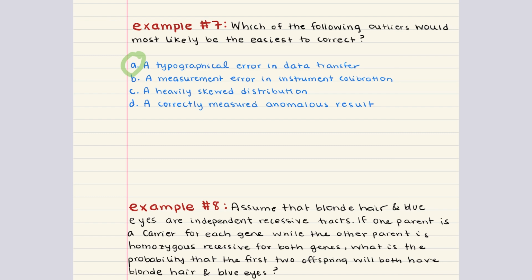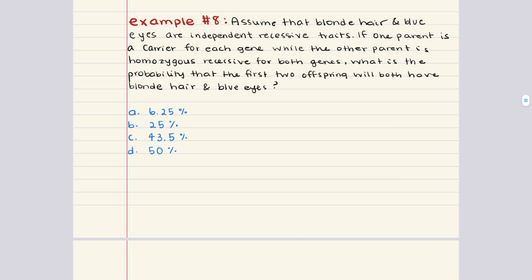Let's move on to problem 8. 8 says, assume that blonde hair and blue eyes are independent recessive traits. If one parent is a carrier for each gene, while the other parent is a homozygous recessive for both genes, what is the probability that the first two offsprings will both have blonde hair and blue eyes?